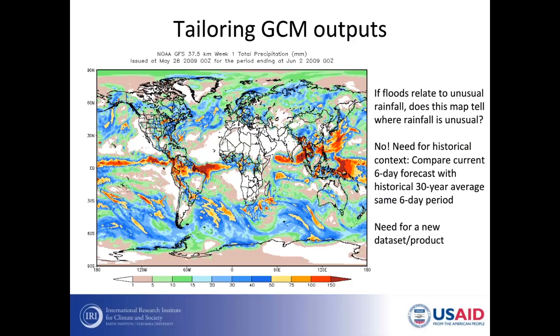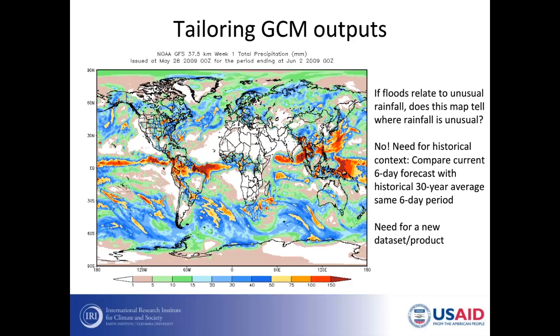For disaster managers, unlocking the meaning behind this map is very challenging because flooding relates to exceptionally heavy rainfall events, but this map doesn't really provide us with an indication of unusual rainfall activity. While the dark red colors over the tropics may look alarming, this may actually be well within the range of what one could expect for the summer monsoon season.